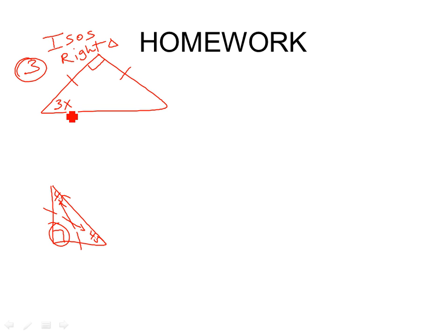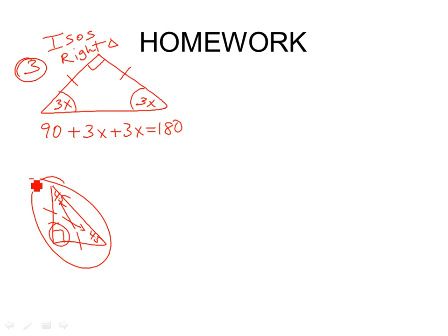Can we set up an equation just from that right there? 90 plus 3x plus 3x. You guys are going the long way, so we could say this angle's 3x because they have to be congruent, right? So 90 plus 3x plus 3x equals 180. You solve that, you find x, that's fine, it'll give you the correct answer. But if you know it's an isosceles right triangle, is there a shorter equation?